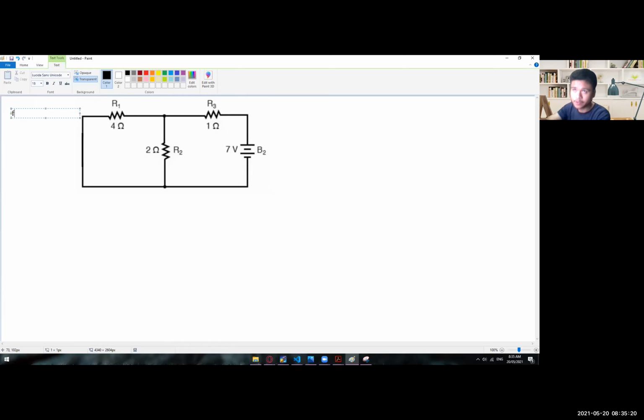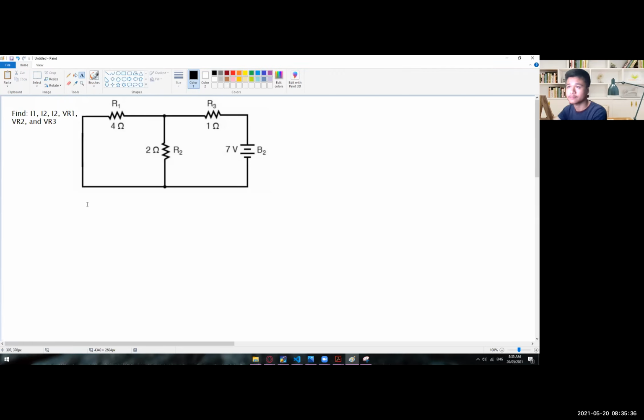So the same, you're going to find the individual currents and then the individual voltage drops: VR1, VR2, and VR3. Okay. So the same process. The first thing that we need to look for is the total current. So IT is equal to VT divided by RT, wherein RT is equal to R1 parallel to R2 plus R3.